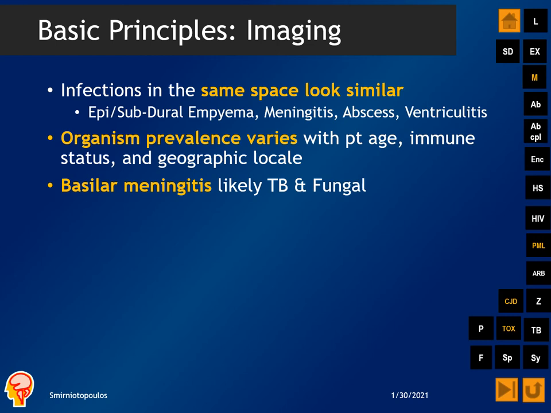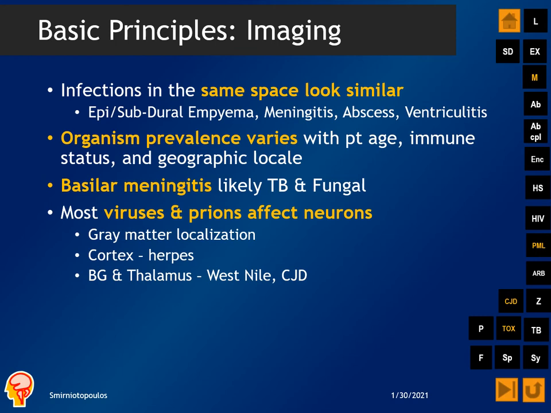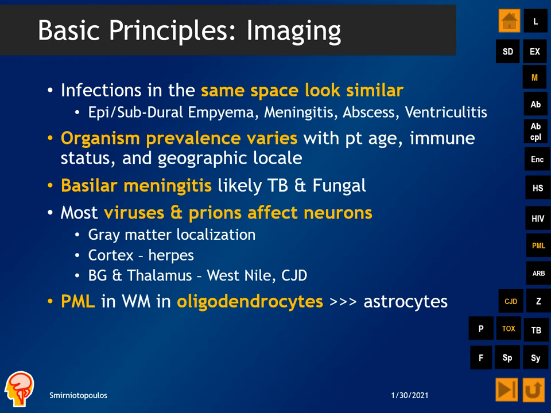Most viruses and prions affect neurons, so there's going to be a localization in the gray matter. Herpes affects the cortex primarily, but some viruses like West Nile and Japanese encephalitis affect the thalamus, and CJD, the prion, is also going to affect the thalamus and the basal ganglia. PML is actually caused by an infection of the oligodendrocytes much more than the astrocytes, and so that's going to be localized to the white matter.